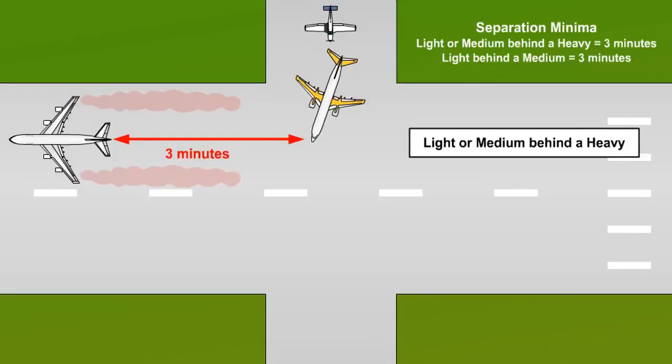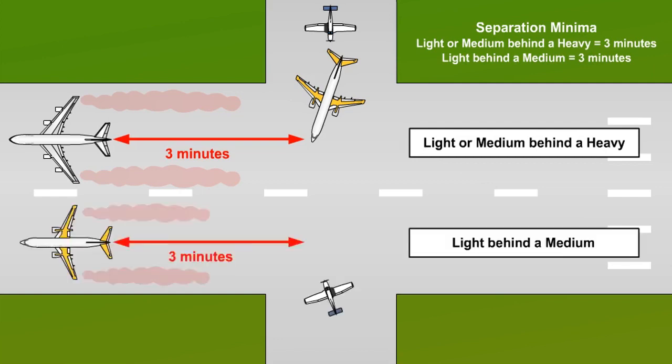The wake turbulence separation rule for departure changes when the takeoff run of the following aircraft commences at an intermediate point on the same runway or on a parallel runway less than 760 meters away. In this case, the separation minimum is increased to 3 minutes for a light or medium aircraft taking off behind a heavy aircraft, or a light aircraft when taking off behind a medium aircraft.